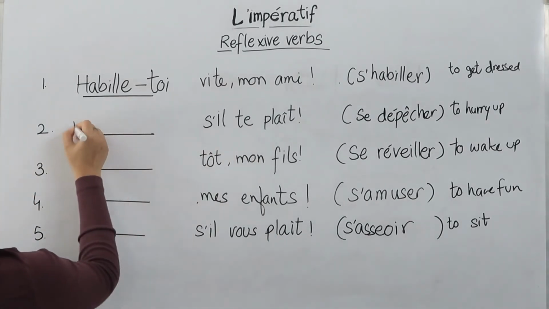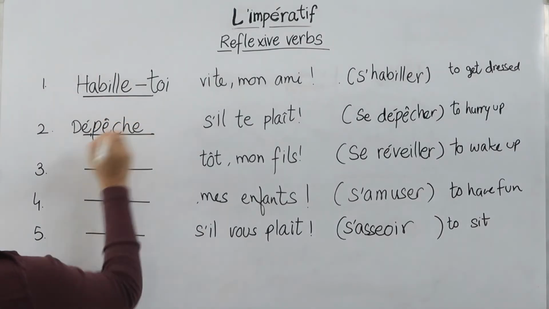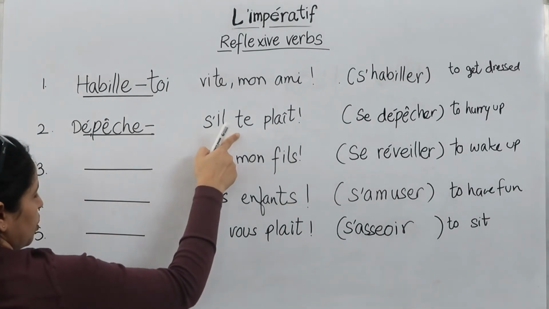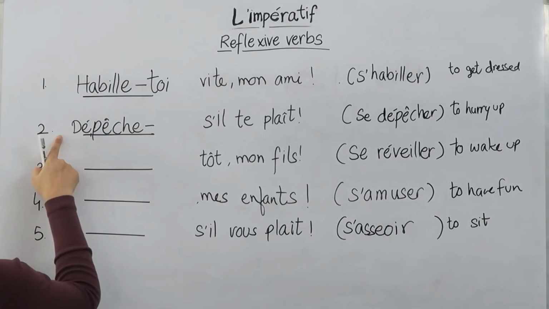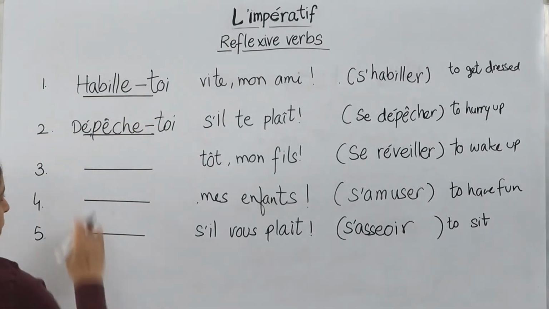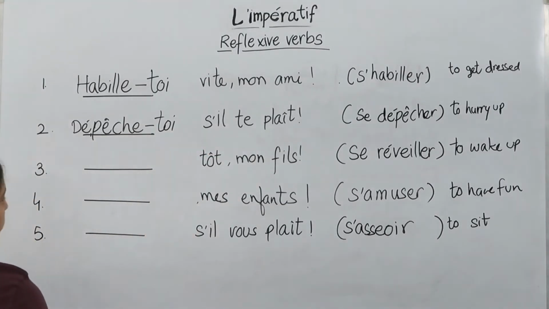So, again the verb in front without S. Again, because it is the second person informal case, te, which should be written here, the reflexive case, will be written at the back as toi. Dépêche-toi, s'il te plaît. Hurry up, please.